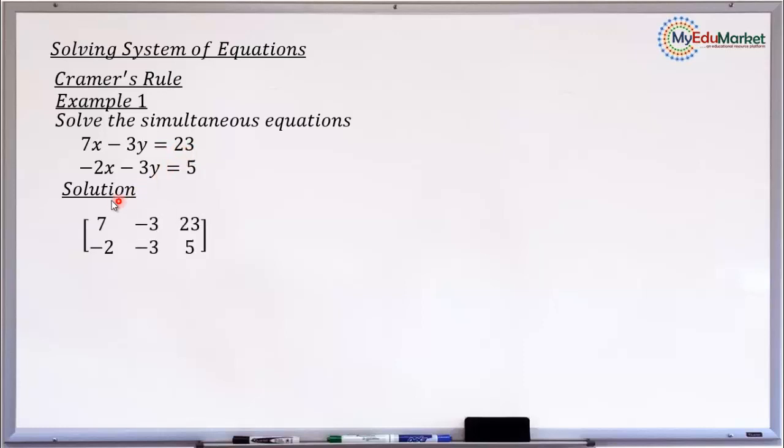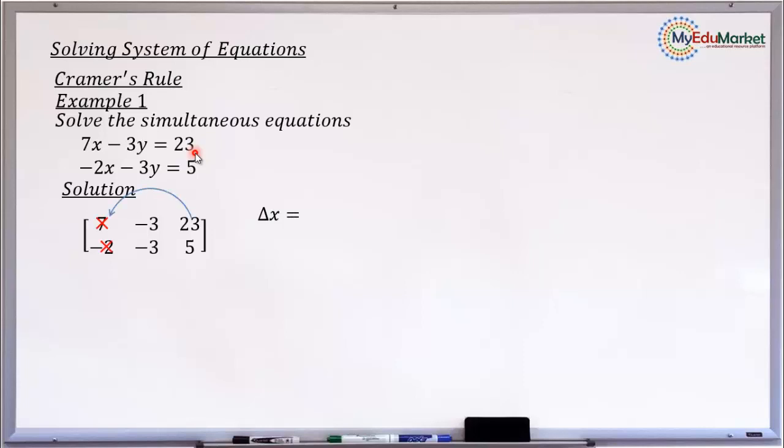This is the matrix, look at it. The coefficient here is 7, the coefficient here minus 3, the constant term 23, and the next coefficient is minus 2, the coefficient of y is minus 3 here, and the constant term is 5. Take note, before you form this matrix, you have to rearrange the equations in case the constant term is not by the right hand side. You have to have the constant term only by the right hand side, other terms by the left, before you form this matrix. In this case, we don't have to do that because the constant terms are already by the right hand side. So next is to get your delta x.